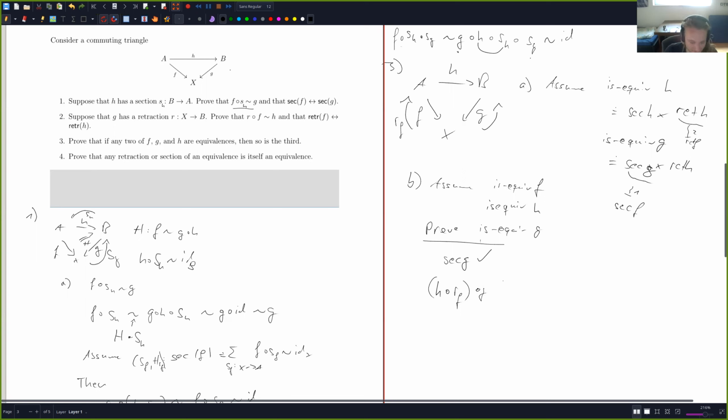Okay, so from part 1, we know that G is homotopic to F after SH. That's exactly the statement here. So we can substitute here for the G, and then we have H after the retraction of F after SH. And now this cancels. So this is homotopic to H after SH. And by assumption that SH is a section on H, this is homotopic to the identity.